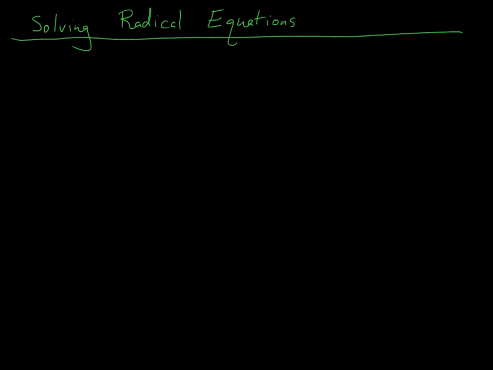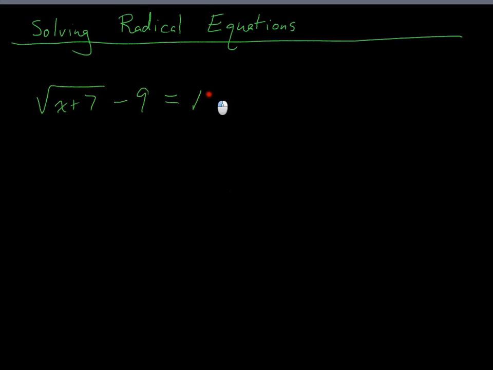Let's try one that's not much harder, but maybe a little bit. Let's say the square root of x plus 7, minus 9, is 12. Well, the only difference between this one and the last one is we don't have a square root by itself. So first thing, we got to get the square root alone. So add 9 to both sides. The square root of x plus 7 is 21.